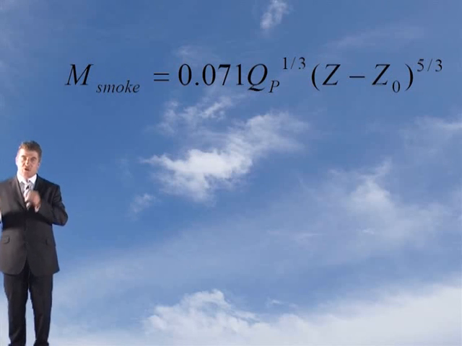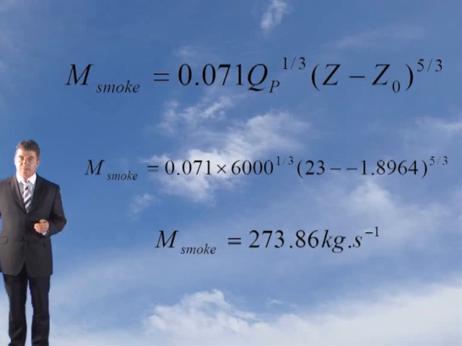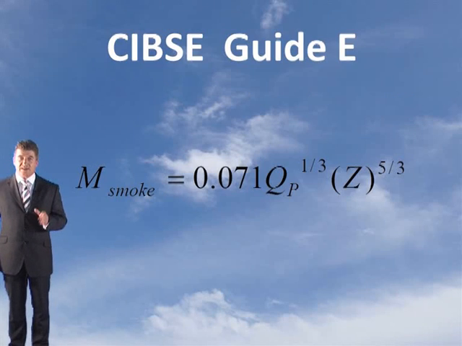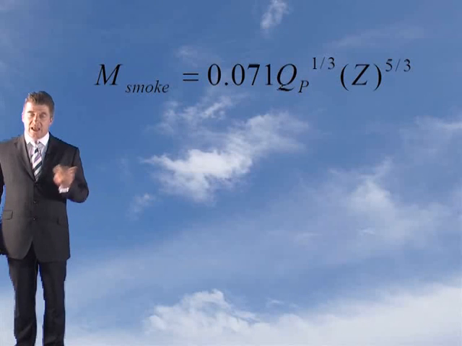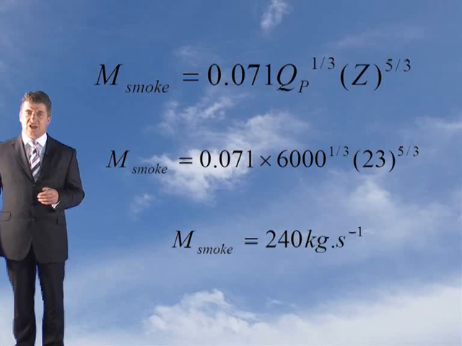Now you put the ZO in the formula, you should have got an M smoke of 273.86 kilograms a second. That's the mass flow rate of smoke using that model. Let's compare this to SIBSE, where SIBSE classifies ZO as 0. In this formula without the ZO, if you'd put in the known variables, you'd have got an M smoke of 240 kilograms a second.